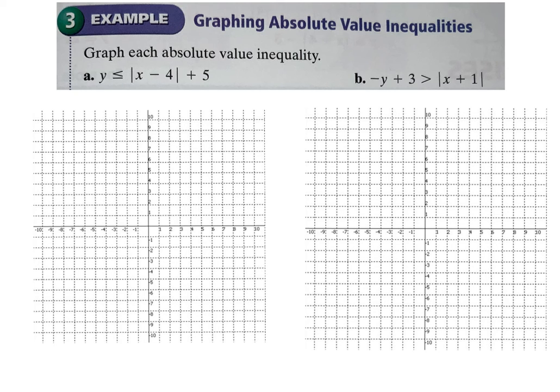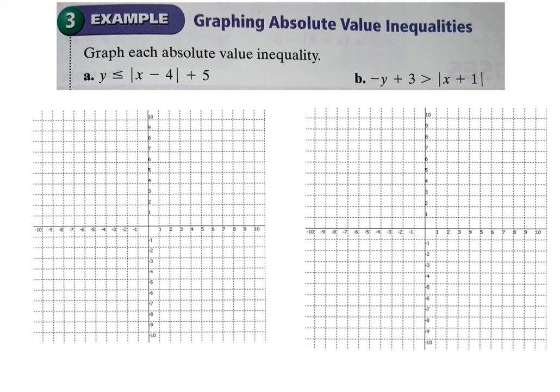You graph the actual absolute value graph, the V, exactly the way you did in the last section. You still apply the dashed or the solid lines based on whether it's or equal to. And then you shade according to your Y. Again, sometimes you'll be shading inside, sometimes you'll be shading outside. It all depends on where your Y is and which way it is pointing. All right, so let's look at this first one.